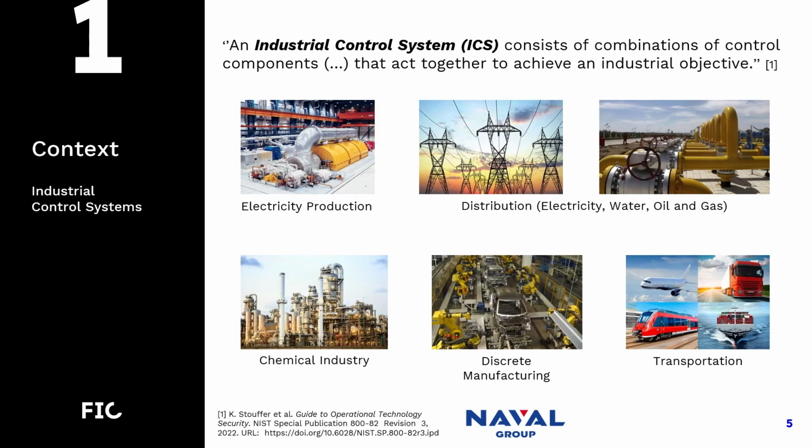We work on industrial systems. They are called ICS, Industrial Control Systems. They are a set of numerical and physical components acting together to achieve an industrial objective. Here you can see examples in our everyday life around us of ICS: electricity production, distribution, transportation, etc.